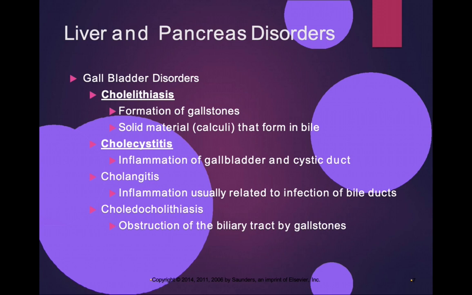Cholelithiasis, all these terms look alike, right? Cholelithiasis, cholecystitis, cholangitis. So it's important to know the subtle differences. So cholelithiasis, chole means sac or gallbladder, and lith means stone. So gallstones, that's the formation of gallstones. And these gallstones are solid material. And I'm going to show you a picture of them. They really look like stones or rocks. They're sometimes called calculi. They could be formed in the bile, in the gallbladder, and they can be made of calcium and cholesterol and toxins.